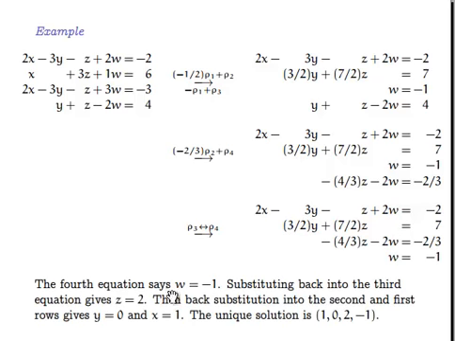So that's what we say here. Fourth equation says w equals -1. Substitute back into the third equation, gives z equals 2. Then substitute back into second and first gives me y and x. So we get a solution 1, 0, 2, -1.